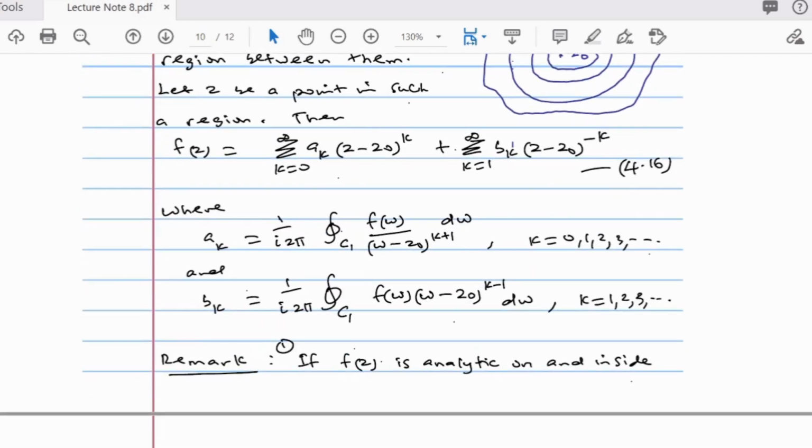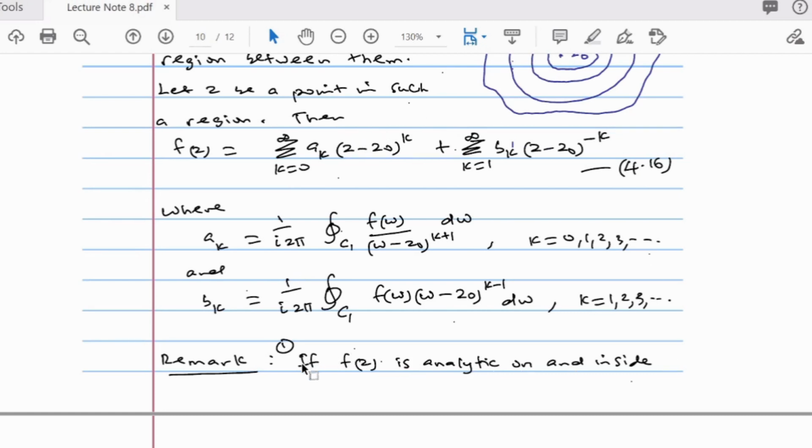So the basic thing you want to know is that the Laurent series is just a generalization of the power series or the Taylor series, in such a way that you allow your z minus z0 to have both the negative powers and the positive powers. That is the Laurent series.